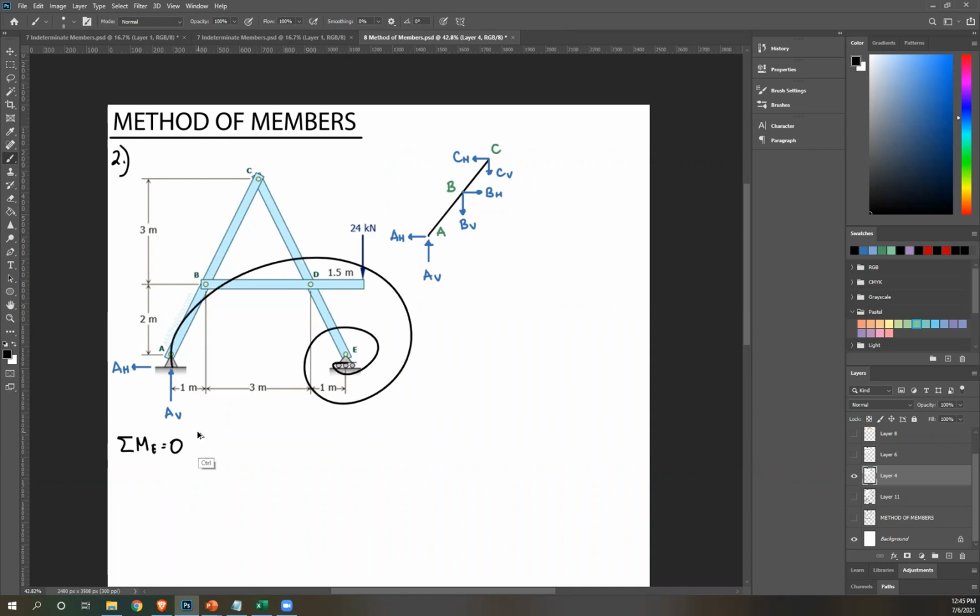AV, that's clockwise, therefore positive. Perpendicular distance, that's 1 plus 3 plus 1, that's 5. Let's look for another force. We have this 24. Rotate about E, that's also clockwise, so positive 24. Perpendicular distance. Can anybody give me the perpendicular distance? Correct, Lauren and Ricky. It's 0.5.